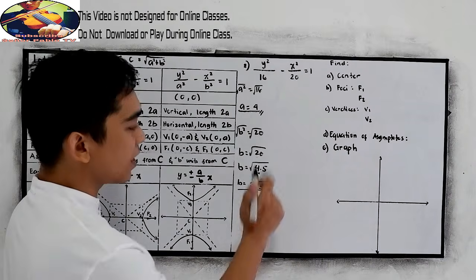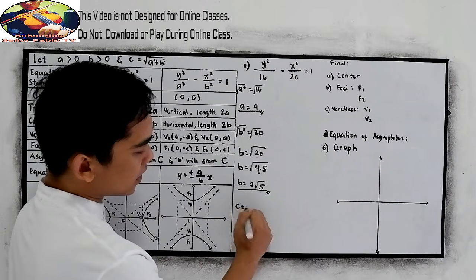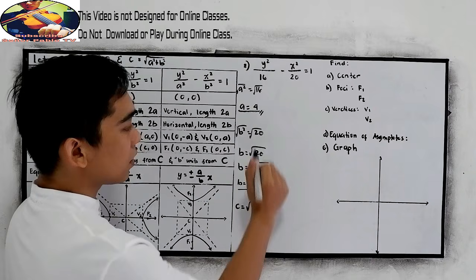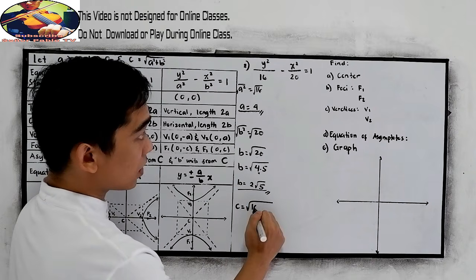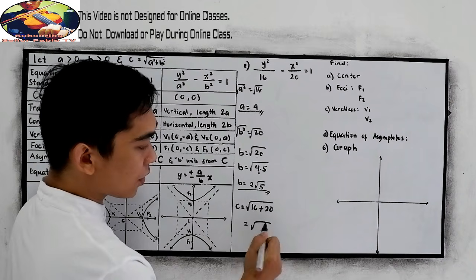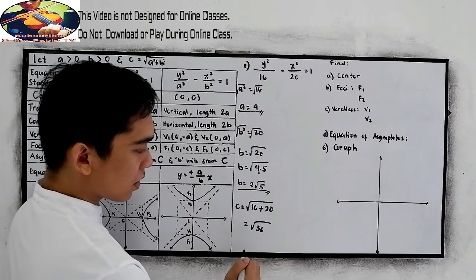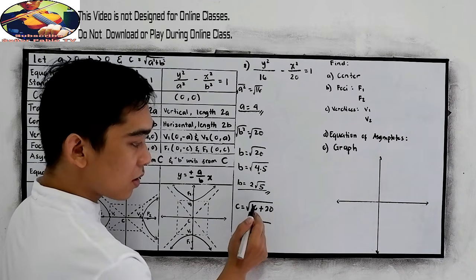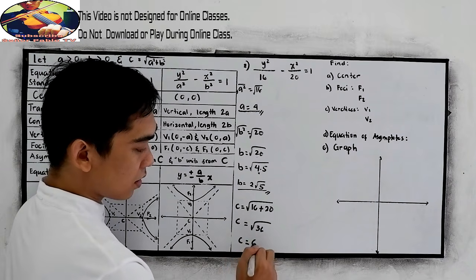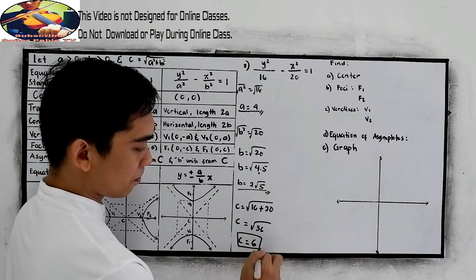And for our c, c is equal to the square root of 16 plus 20, the square root of 36. 20 plus 16 is 36, so c is the square root of 36, which is 6.